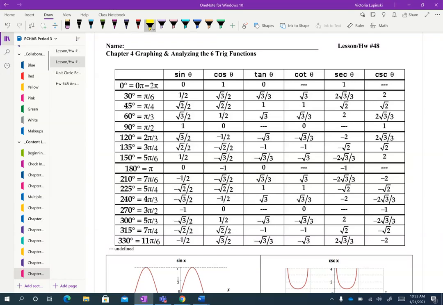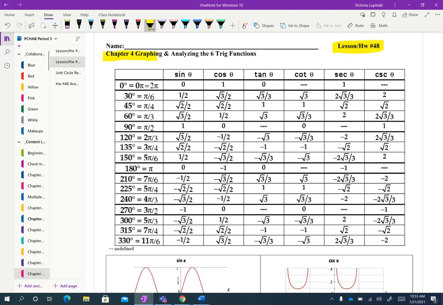All right, welcome everybody. Today we're going to talk about lesson number 48. And just to point out here, lesson number 48 and homework number 48 are actually the same. So you're going to fill in most of these examples together with me through the lesson, and then you're going to go back and see if you can try to fill in everything else.